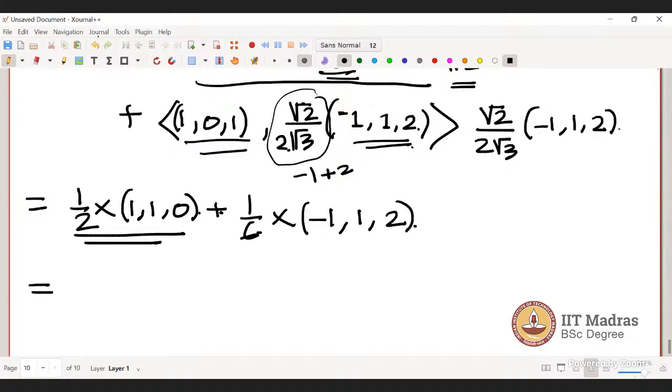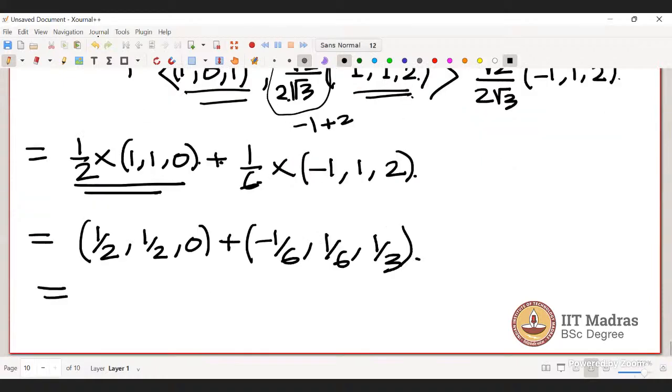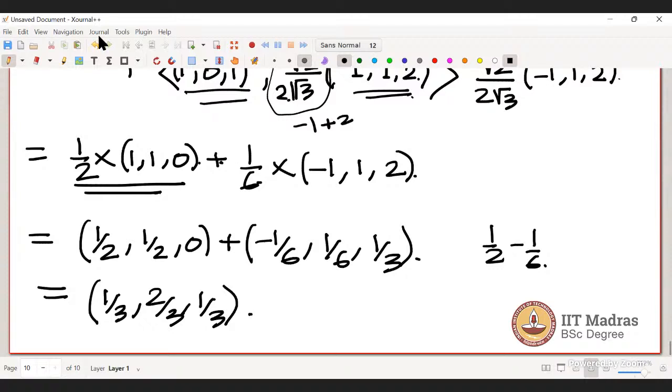Then what I'm getting is half 0 plus minus 1 by 6 plus 1 by 3, and I will get 1 by 2 minus 1 by 6. What is this? 1 by 3. Then half plus 1 by 6, 3 plus 4, 2 by 3, 2 by 3, 1 by 3. So this is the projection. Yes, sir. Then the answer is correct.